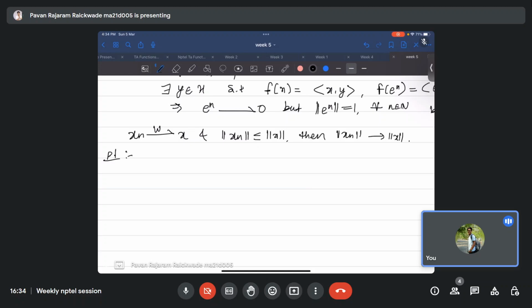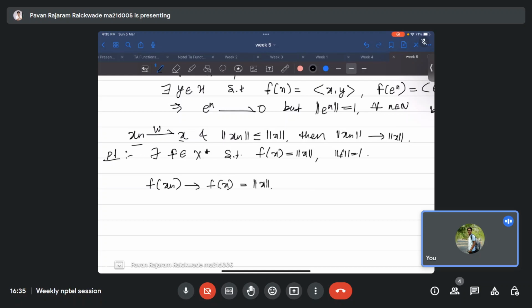So by Hahn-Banach, we know there exists f belongs to X star such that f of x equals norm x, and norm f is 1. This is one consequence of the Hahn-Banach theorem. So as xn goes to x weakly, where does f of xn go? f of xn goes to f of x, which is norm x.